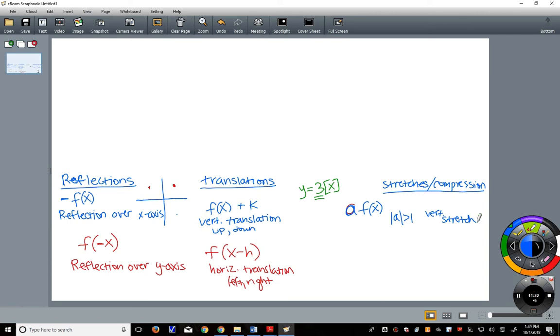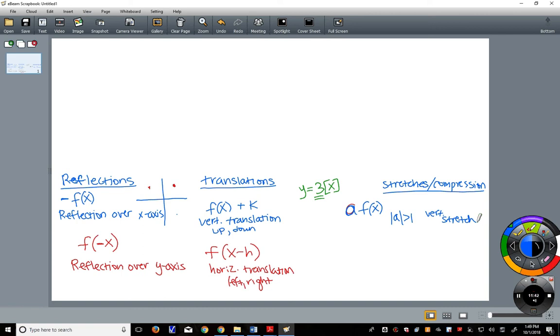Olivia? It would be a vertical stretch still. Good. It changes the way that it's facing or looking. It means a reflection, right? So a has 2 parts to it. The negative part needs to be treated like a reflection. The number part is telling us stretch or compression.